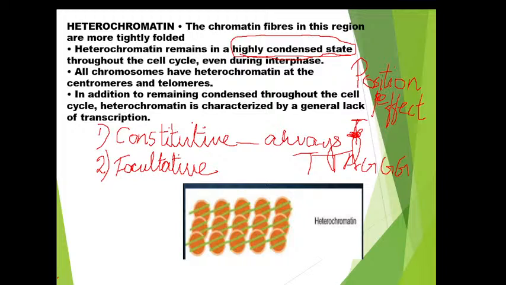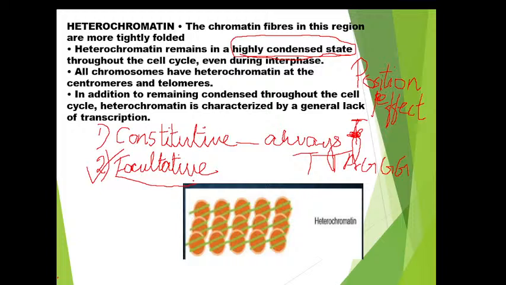Next, about facultative. The name itself is clear for you. Facultative means occasionally they will become inactive. Facultative heterochromatin means they are inactivated only during certain phases. Facultative means occasional heterochromatic condition. During the cell cycle, the chromosome or chromatin will become inactive only during certain phases. That's known as facultative heterochromatin.